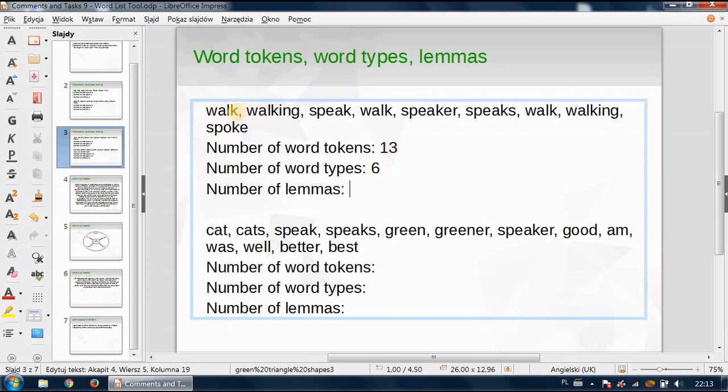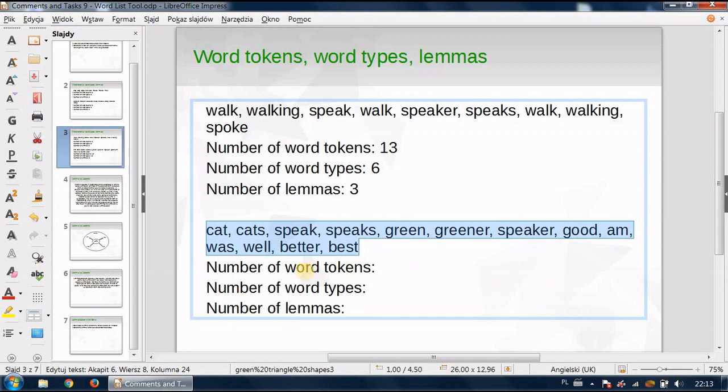And number of lemmas. 1, 2. This is the same. This is 3. This is the same. This is the same. And this is the same. And this is the same as this and this. So the number of lemmas is 3. Okay. And please do the same for the last example here. Okay. Stop the recording, please, and do the task.